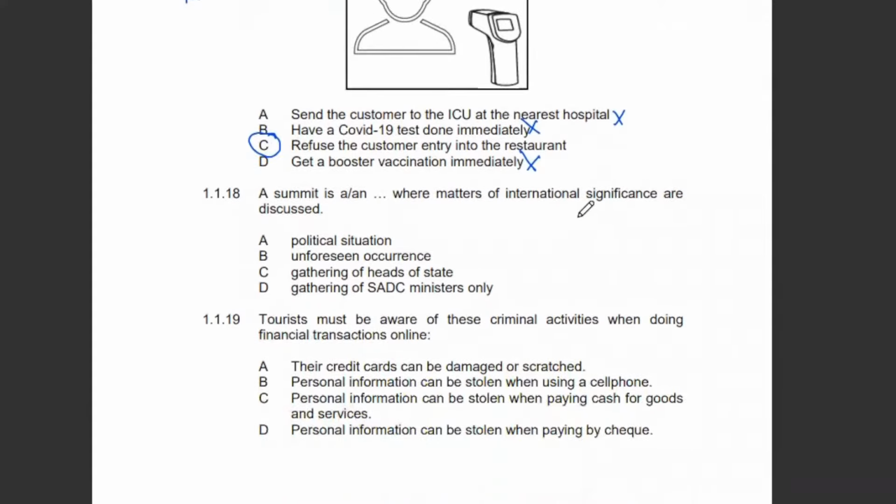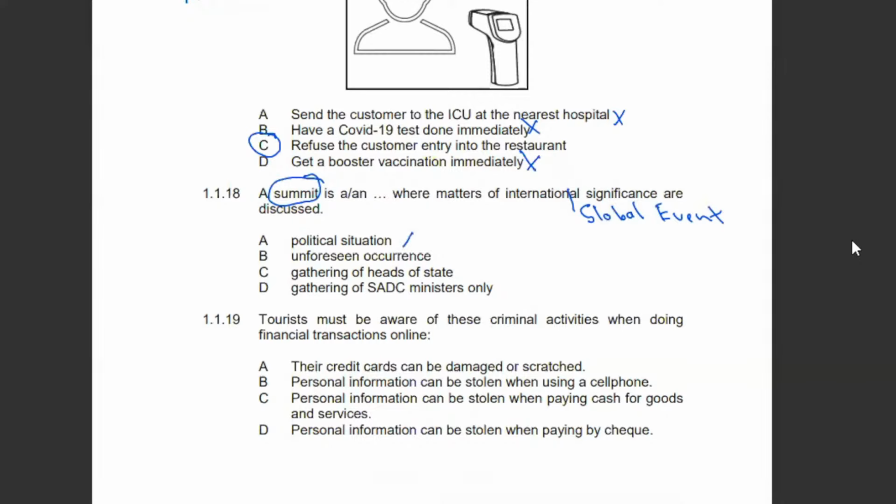Next question, 1.18. A summit is a or an where matters of international significance are discussed. So we need to know what a summit is. Then we also need to know the topic where this question is coming from. A summit is an example of a global event. So let's look at the options which are there.